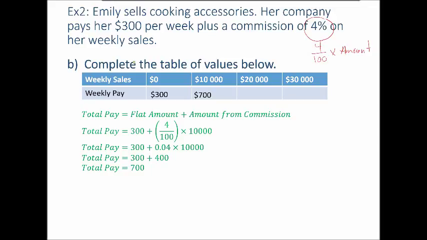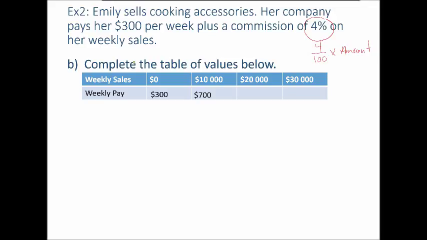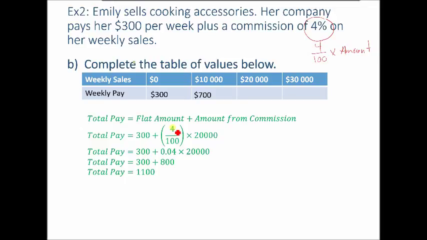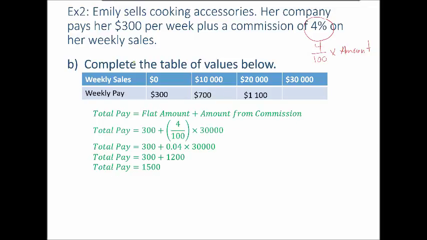worth of cooking accessories. Now the next month for $20,000, and we've seen this calculation a couple of times now, so it's going to be 4 over 100 times 20,000. That's going to be how much she gets from the commission, 4% of that amount, plus the flat, working that out to get 1,100, and then finally for the $30,000, same calculation, but just plugging in 30,000 to get 1,500. Okay, so it's increasing by $400 every time we go up by $10,000. Okay, so we're not going up by 1 unit, we're not going up by $1. I've gone up by 10,000, so she's increasing by $400.